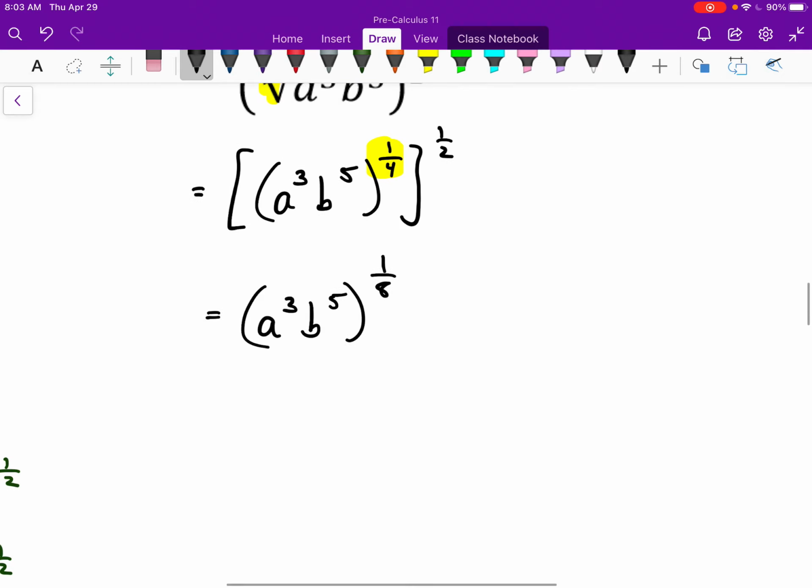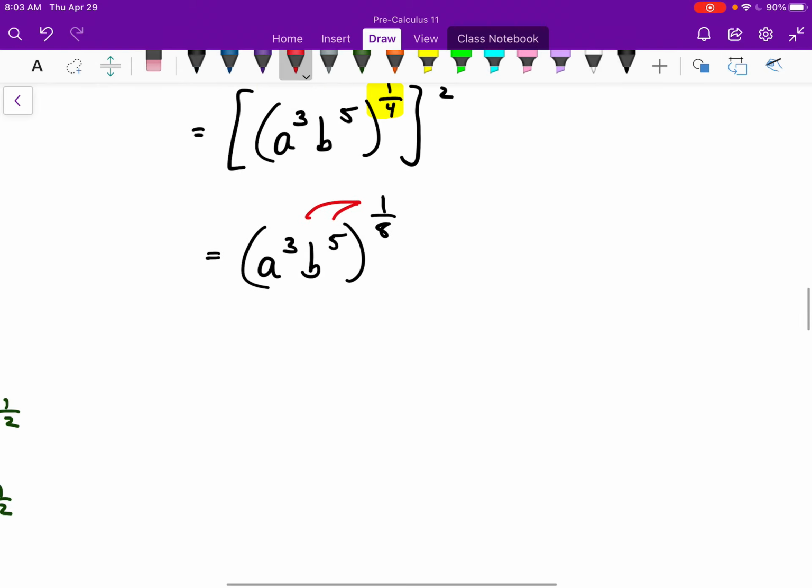All right, so what can I do now? Well, not much more, but a bit more. I can raise all of these individual powers to an 8th, which means I can multiply 3 by an 8th and 5 by an 8th. So I get a to the 3/8 and b to the 5/8. And while my 8 looks a little messy there, let me clean it up a little bit. And now we're done. There's nothing more we can do.